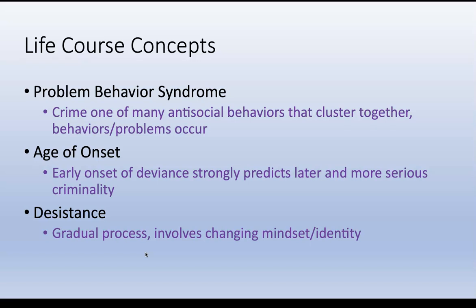So crime and committing crimes become one problem or behavior that exists among all these other problematic behaviors and all these other things that have happened in somebody's life. So this problem behavior syndrome is basically, as I said, problems beget more problems. Age is another life course concept in the sense that early onset of deviance strongly predicts later and more serious criminality. The earlier the onset, the longer and more serious the criminal behavior will be.